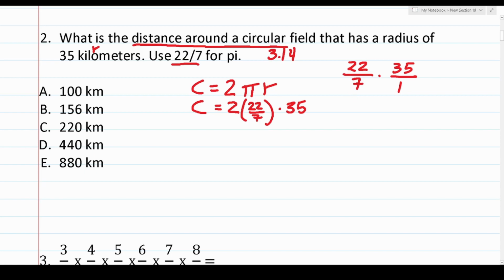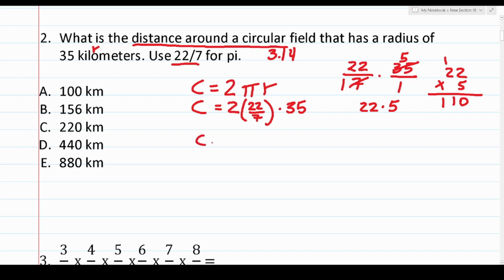Again, I know 7 goes into 7 one time, 7 goes into 35 5 times. So I'm going to divide 7 by 7 here, which is 1, and 35 by 7, which is 5. Now we have 22 over 1, which is the same as 22, as well as 5 over 1, which is the same as 5. Okay, so 22 over 7 times 35 is the same as 22 times 5. And if you can't do that mentally, you can do that math right off to the side as well. 5 times 2 is 10, carry your 1. 5 times 2 is 10, plus 1 is 11.